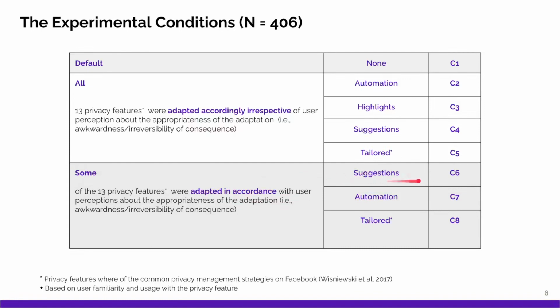For C6 to C8, we basically then adapted these 13 privacy features in accordance with the user perception about the appropriateness of the adaptation, whether it was awkward or resulted in an irreversible consequence. So that's how these 8 experimental conditions came up. Now, let me go to the results.